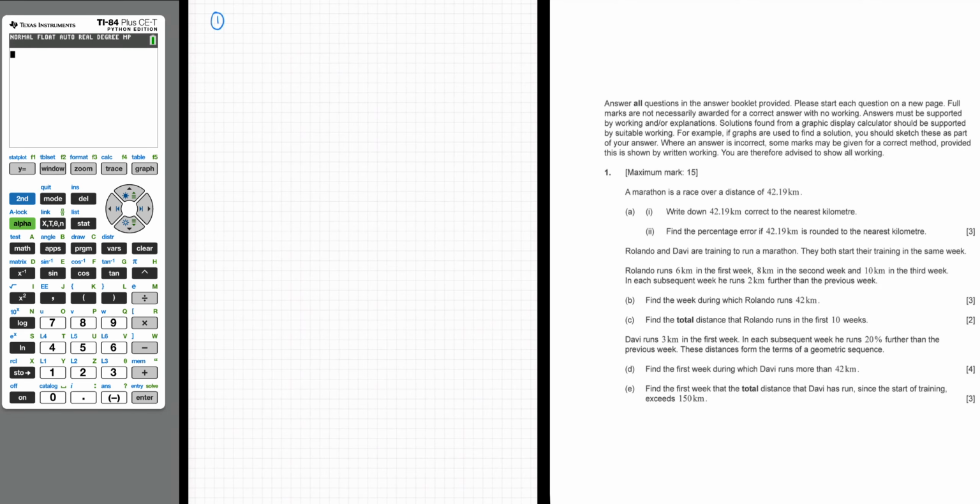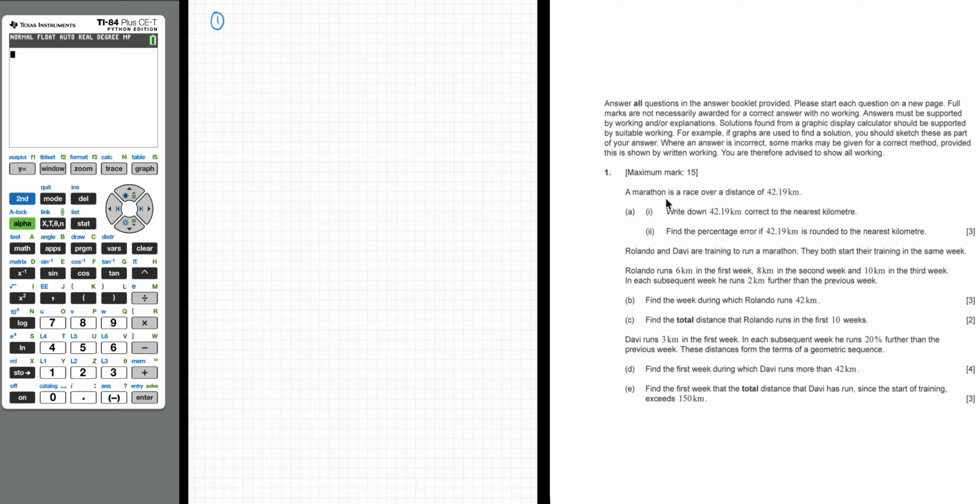So this is an example of a paper 2 question. It's 15 marks, and generally on paper 2 there's only usually around 5 questions, but there are a lot more marks and a lot more parts to it. So this is an example of a question using sequences.